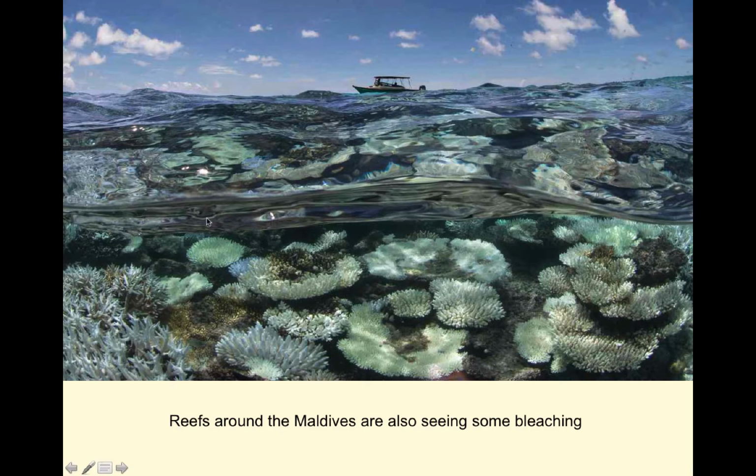On top of those problems, they're also seeing some bleaching of their reefs, which they depend on for fishing and also tourism. So we can look at bleaching later, but this specifically, a lot of times bleaching is related to enormously high sea surface temperatures, so you can correlate it to global warming as well.